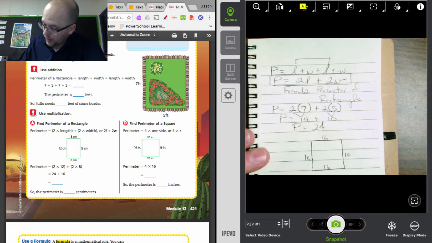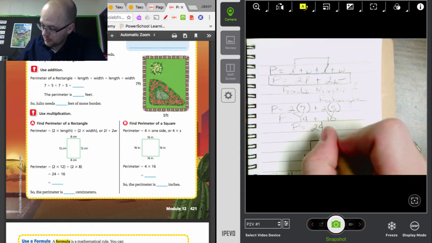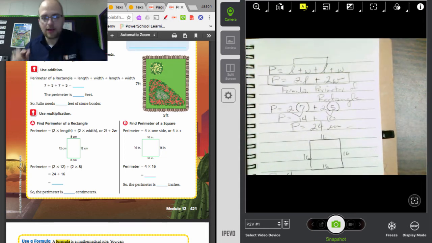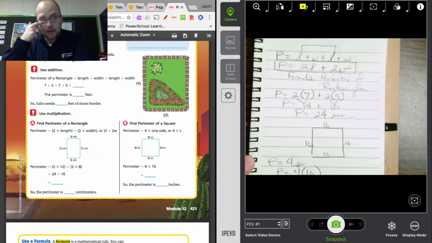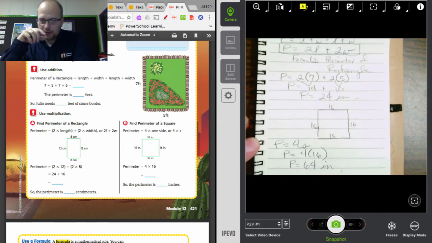So perimeter of a square equals 4 times S for side. So in this case, I have a square that's 4 times 16, and 4 times 16 is 64, and it's inches because they said it was inches. So always when we're doing these kinds of problems with perimeter and area, we want to make sure that we label our work.